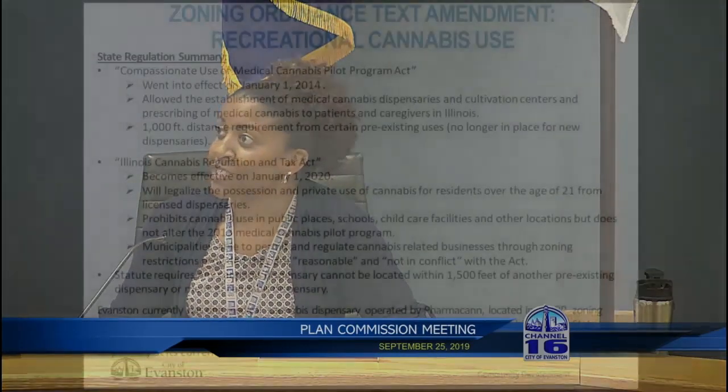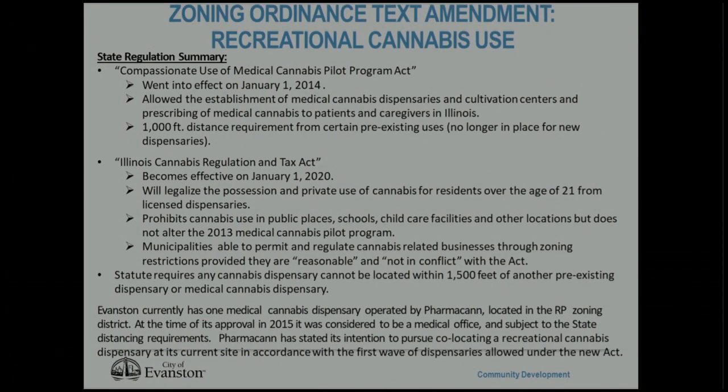To get started, I'll go briefly over what the state regulations are that brought us to this point. In 2013, the Illinois General Assembly approved the Compassionate Use of Medical Cannabis Pilot Program Act. This actually went into effect on January 1st of 2014. It allowed the establishment of medical cannabis dispensaries and cultivation centers and prescribing of medical cannabis to patients and caregivers in the state. This particular act also included a 1,000-foot distance requirement from certain pre-existing uses such as schools and daycares, but this will no longer be in place for new medical dispensaries.